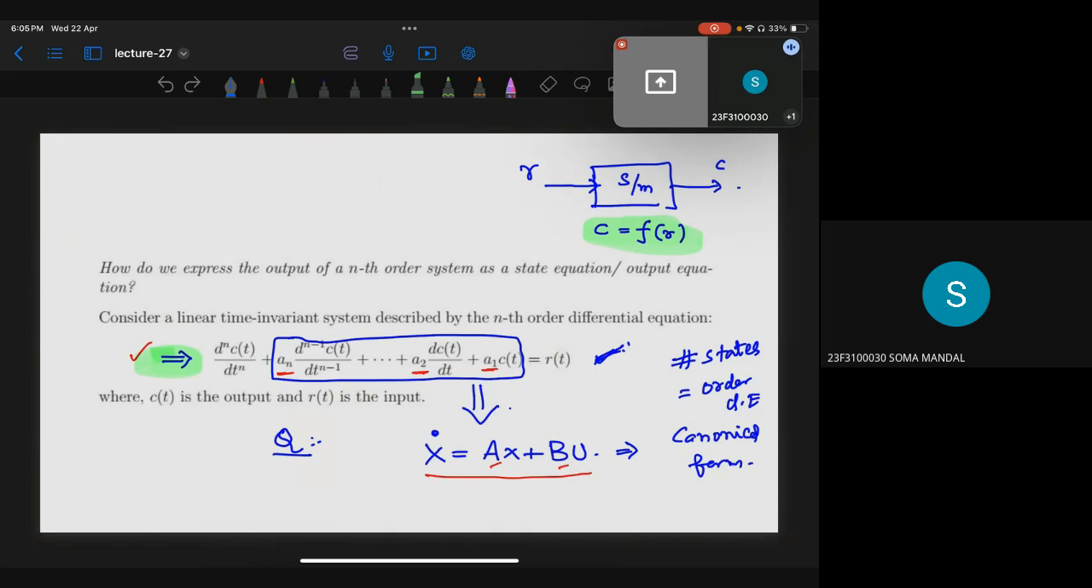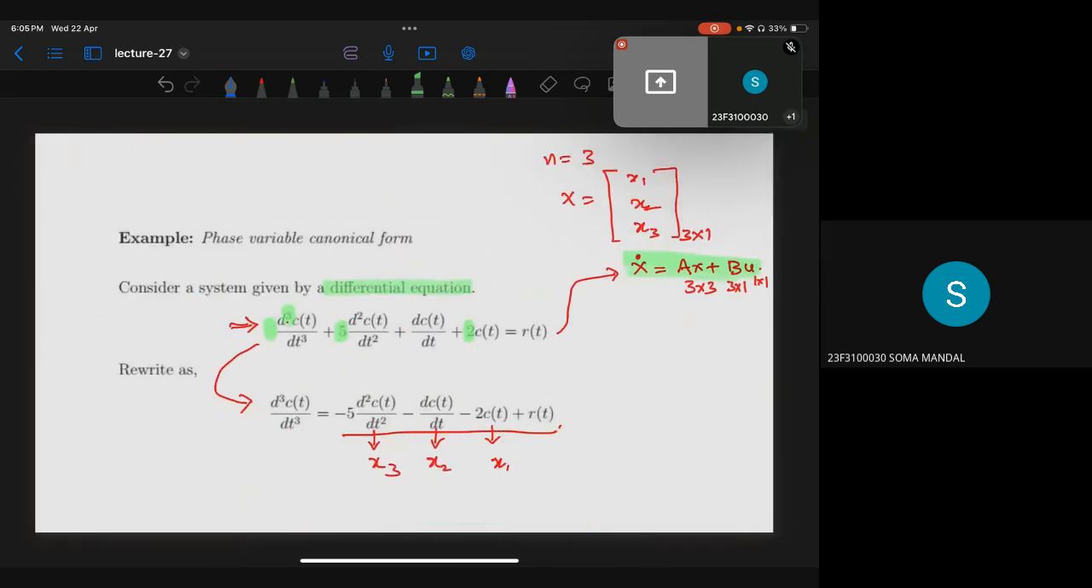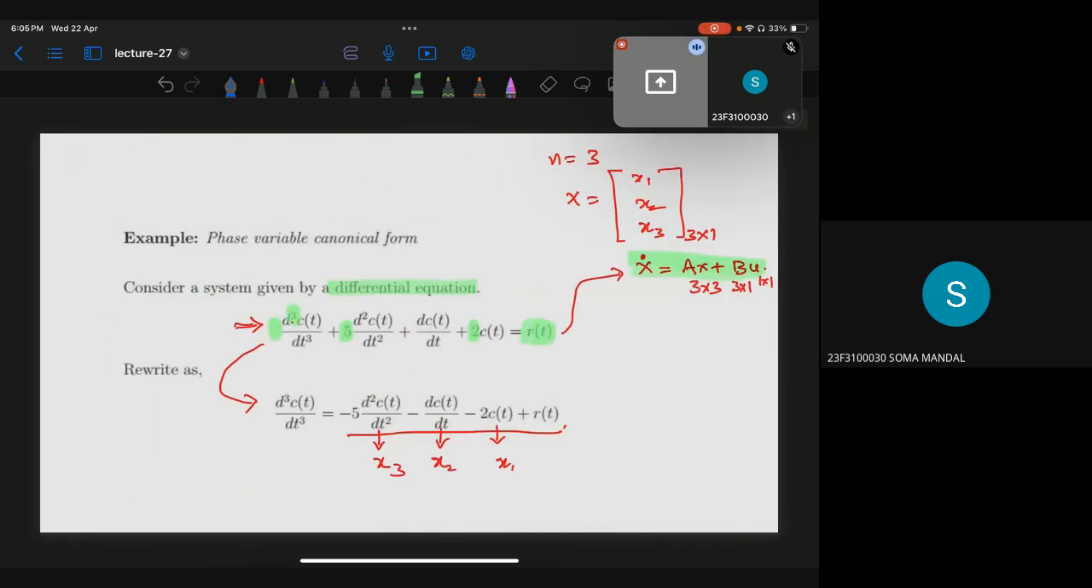What if we have differentiation terms on the right side also, in the input? How do we convert such higher order differential equations into this form? Let us see that example. Here there is no differential term in the input. The left side is completely the terms related to output. The right side is only a single constant input.